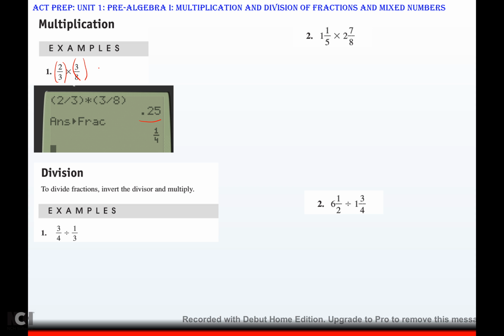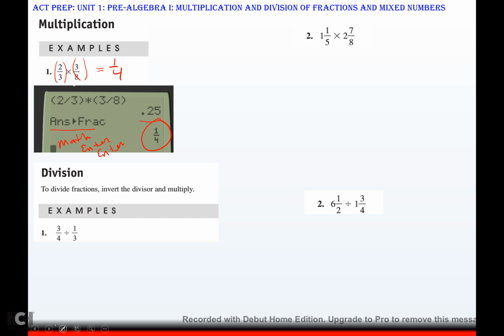But again, your answers are probably going to be in fraction form. So again, your key sequence is math, enter, enter on the TI-84, and that will switch it to a fraction. So the answer of this would be 1/4.